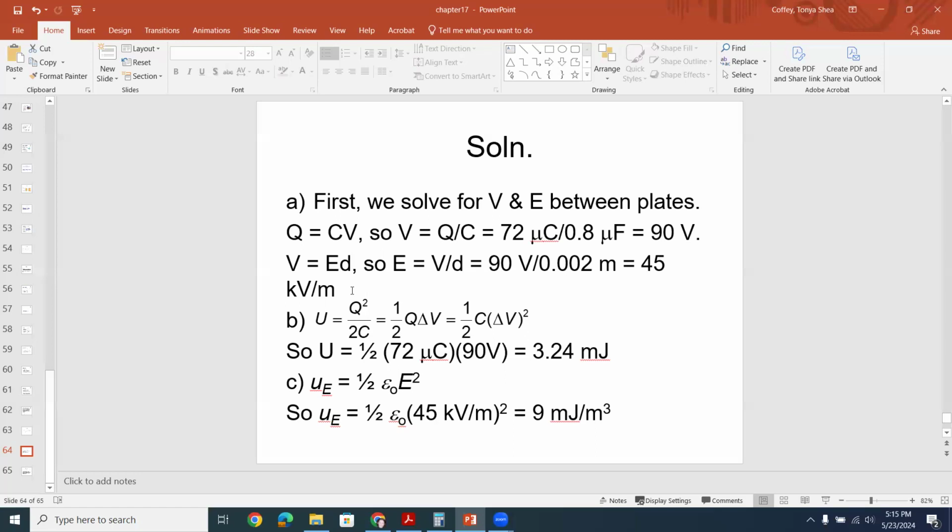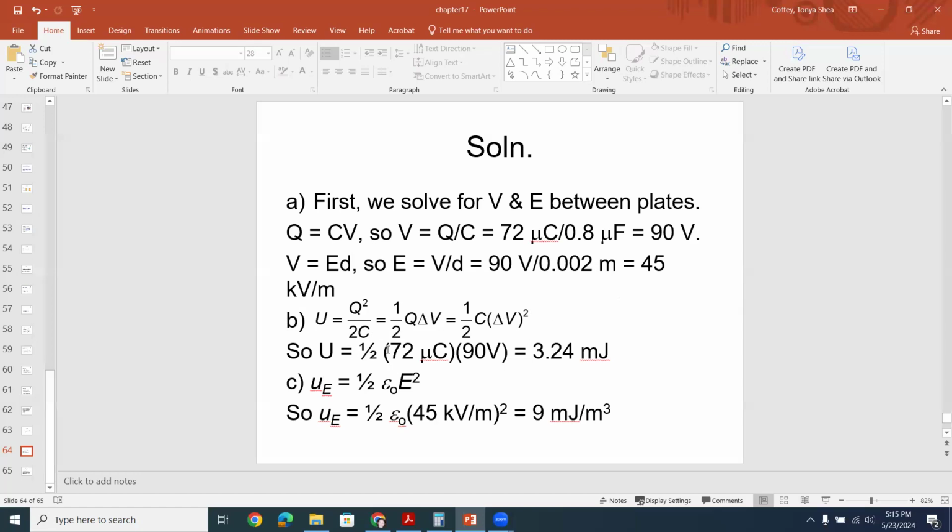Now, next is part B. What's the energy stored in the capacitor? Okay, well, we have the equation for the potential energy of a charged capacitor. That's U is equal to Q squared over 2C, which is equal to 1/2 QV, which is 1/2 CV squared. And then you just pick which one of those three equations is most convenient to you. The one that I thought was the easiest to look at was the 1/2 QV one. And since I know the voltage between the plates is 90 volts, now I'm good to go.